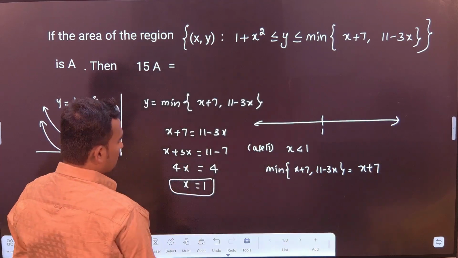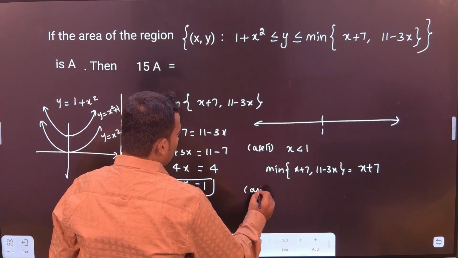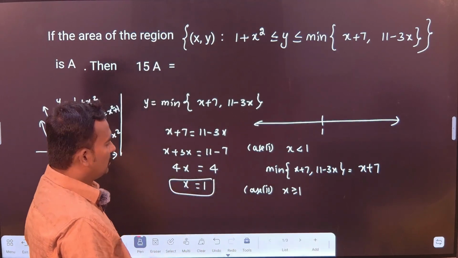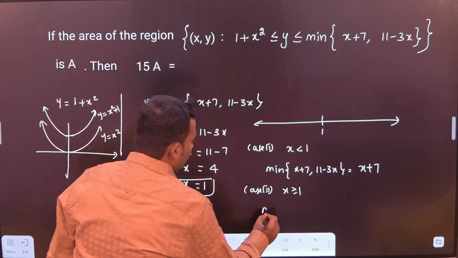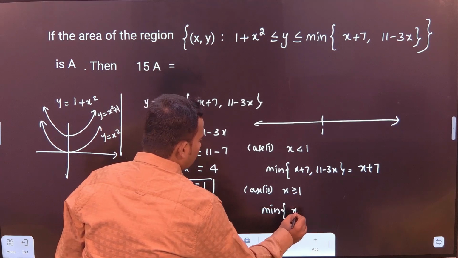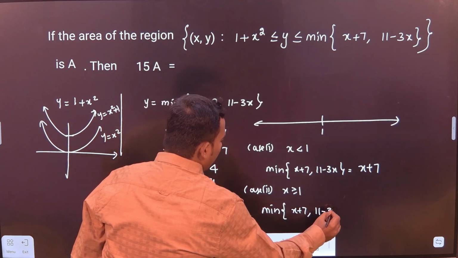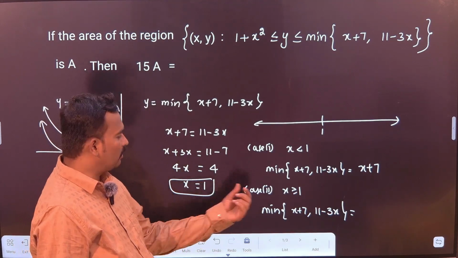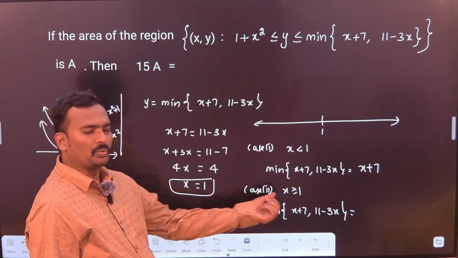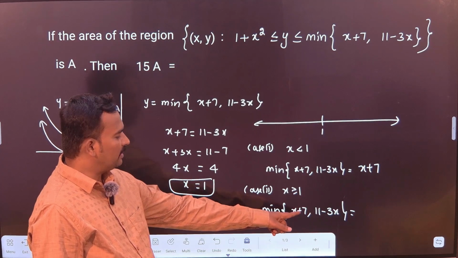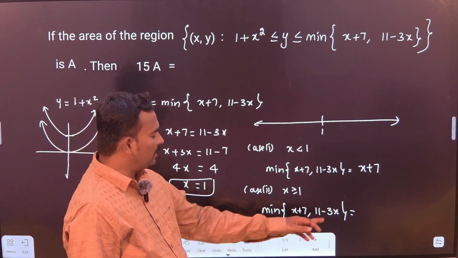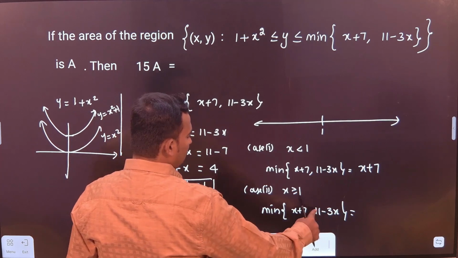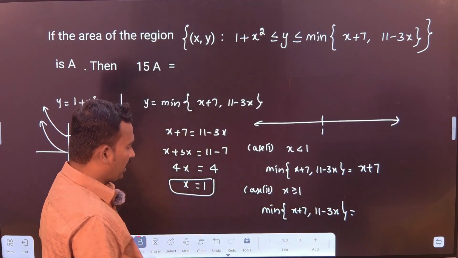Let me take case 2. In case 2, you can take x greater than or equal to 1. So what are the minimum possibilities there? The minimum of x + 7 and 11 − 3x, which is the minimum? Let me take a value more than or equal to 1, let us take 2. 2 + 7 is 9. 11 minus, so 3 into 2 is what? 6. 11 − 6 is 5.